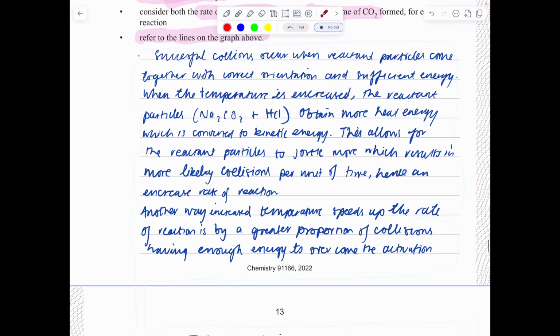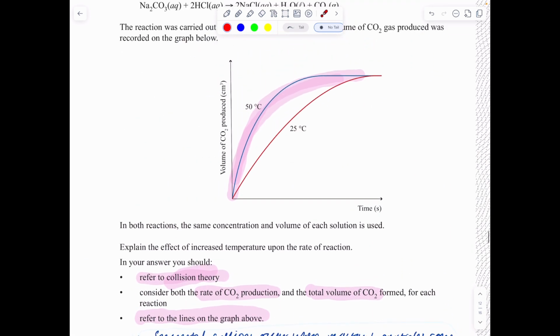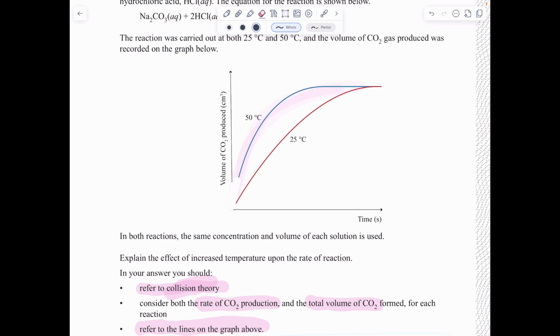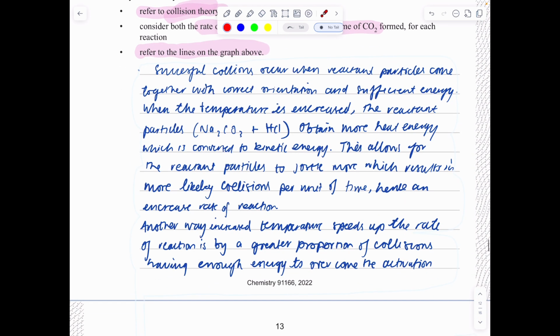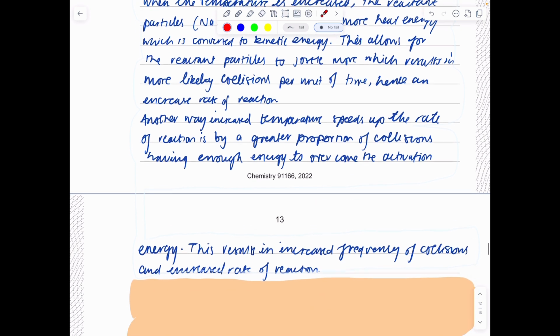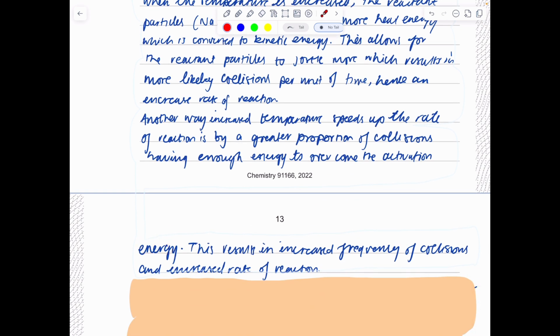So it's kind of similar to my activation energy catalyst explanation, okay? But in this case, it's the collisions that have a greater proportion. It's a greater proportion of collisions, not particles, that have enough energy. Okay, so you have to be clear with that distinction. So, greater proportion of collisions have enough energy to overcome the activation energy. Okay. So, this results in an increased frequency of collisions and increased rate of reaction. All right.